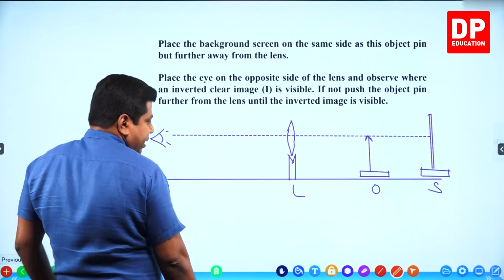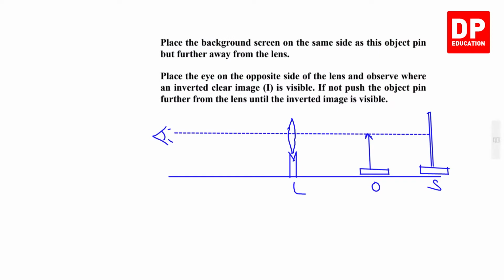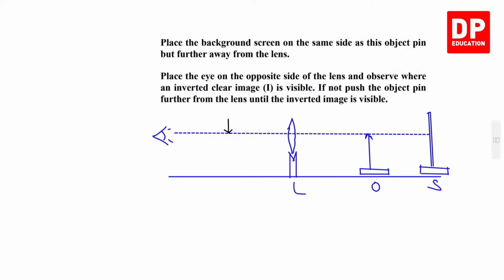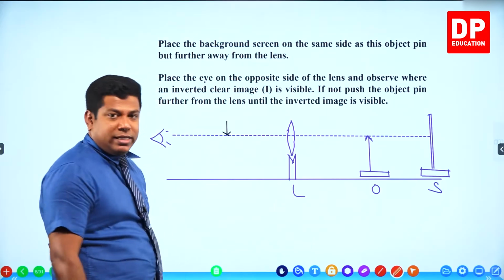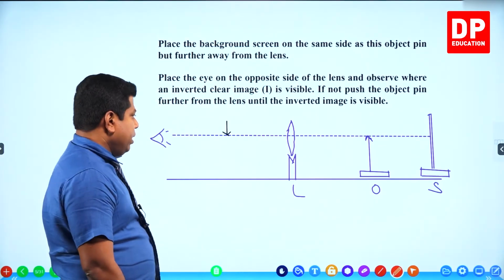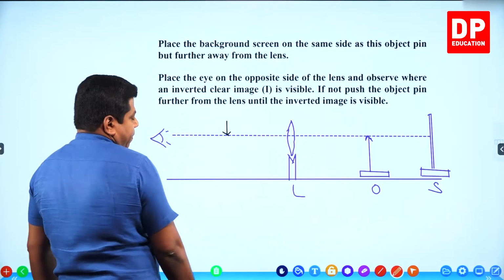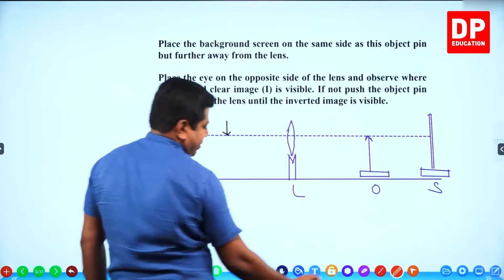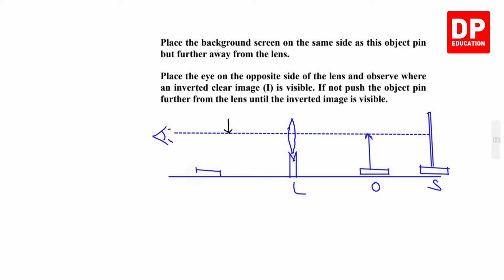Look at this diagram again. So, you will be able to see an inverted image of this pin. Let's say this is the image you see. You are able to see an inverted image. Now what we are going to do, let's keep another pin on this side.